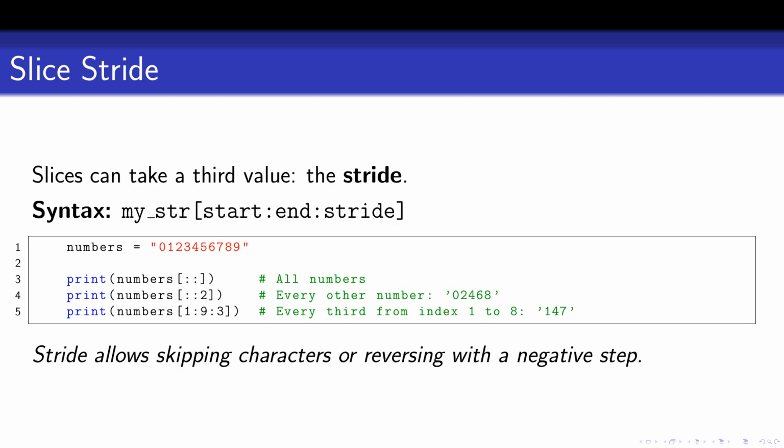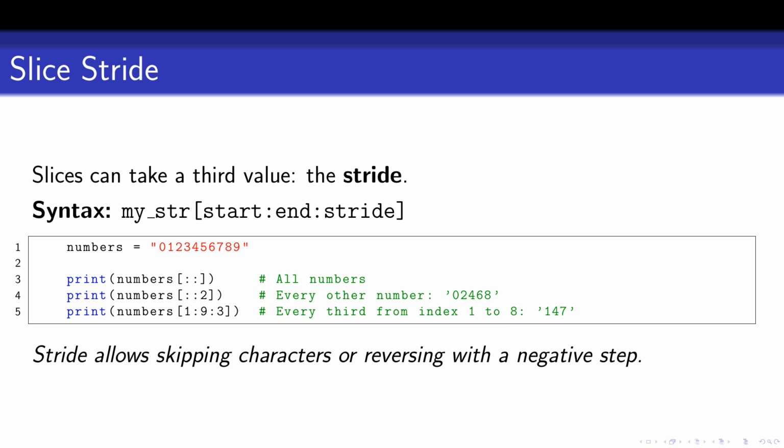Python slicing also supports a third value, the stride or step size. By default, the stride is 1, meaning Python returns every character from start to end. But you can specify a stride to return every second character, every third character, or even reverse the string by using a negative stride. For instance, my_str[::2] skips every other character, and my_str[::-1] returns the entire string in reverse.